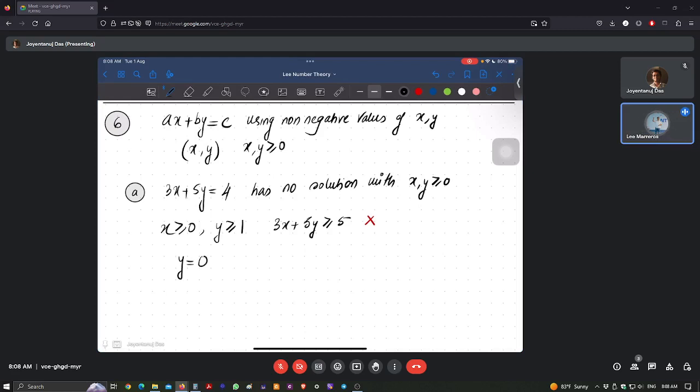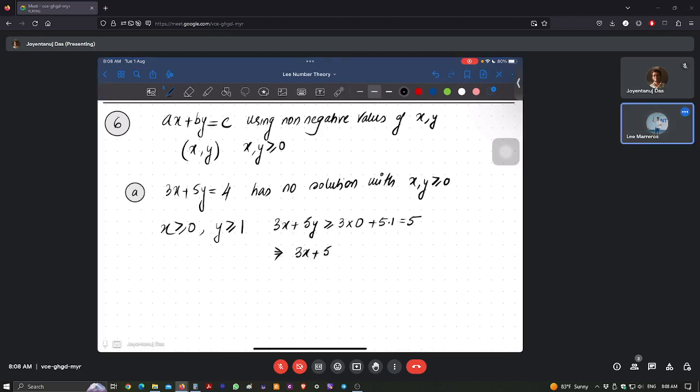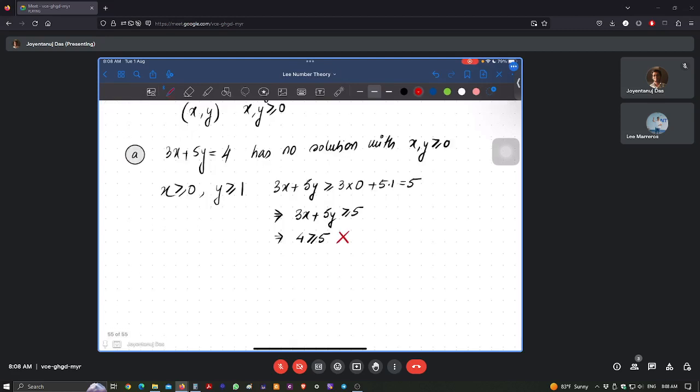Why greater than or equal to 5? Because x is non-negative, so 3x is greater than or equal to 3 times 0. And y is greater than or equal to 1, so 5y is at least 5 times 1. So it has to be at least 5. But I know that this is 4, which is given to us. So this is a contradiction.